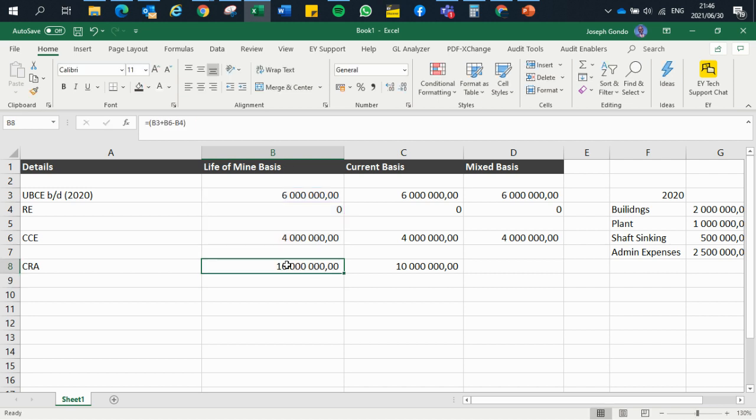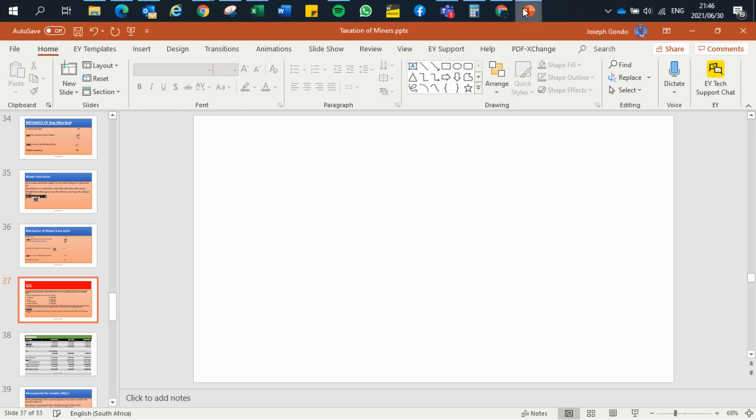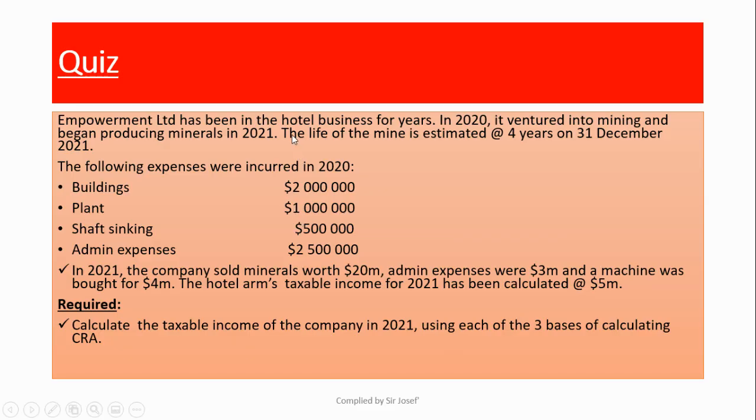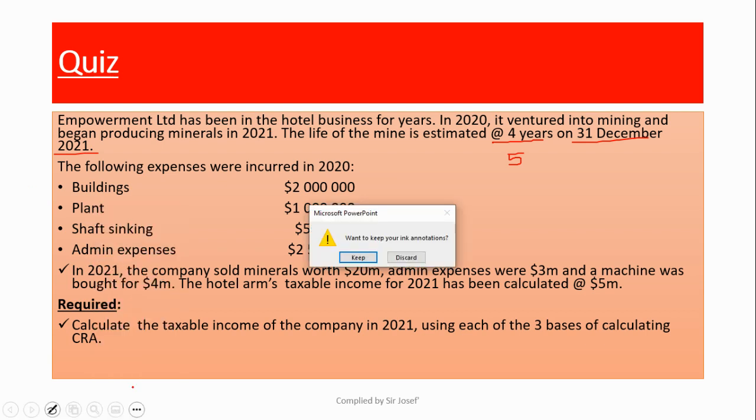Let's revise the life of mine. The life of mine, we said we should divide by the life of mine. My slides are not showing, I don't know why. We are told, what is the estimated useful life? I want you to take note of this one. He's saying the estimated, let me highlight this, it's very important. The life of mine is estimated to be 4 years on 31 December 2021. So for our calculation purposes, we are going to use 5 years because this estimate is as at year end, of which we are assessing the current year. So we are going to use 5 years. Please take note of that.